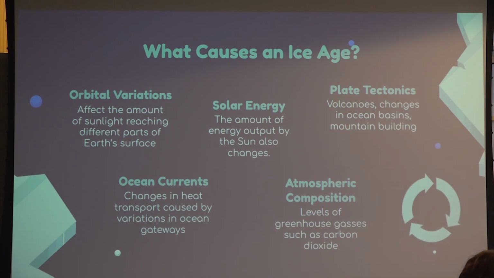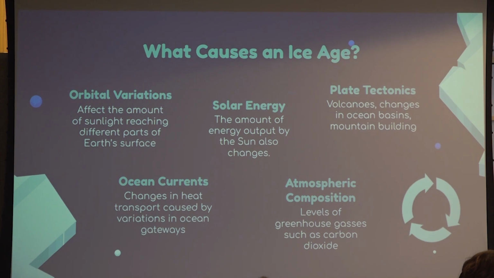Plate tectonics can affect the climate. Volcanoes can work in both directions. You can pump stuff into the atmosphere, block out the sun and cool it, or you can pump in a whole bunch more greenhouse gases and actually warm it up. You have changes in ocean basins and mountain building episodes. Mountain building usually increases erosion, which actually decreases the amount of CO2 in the atmosphere, which can cause cooling.